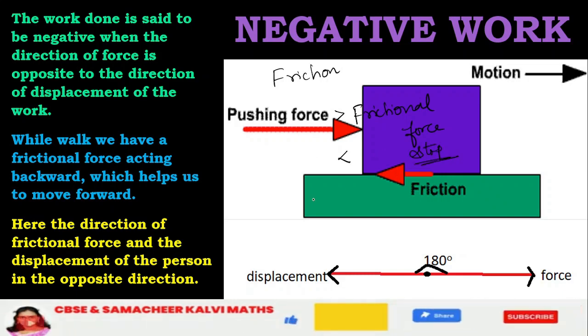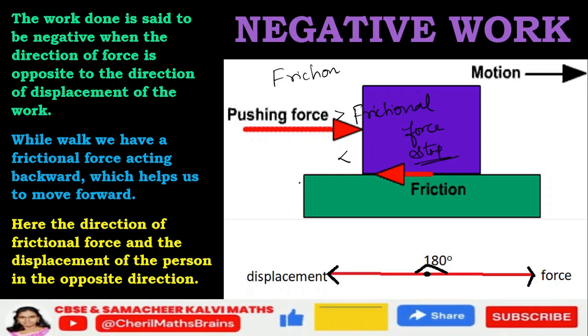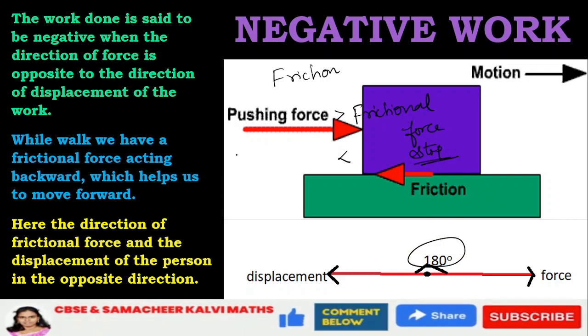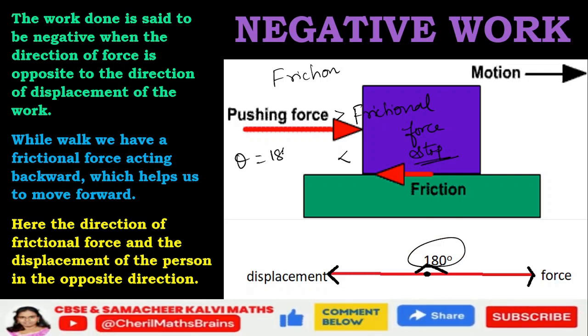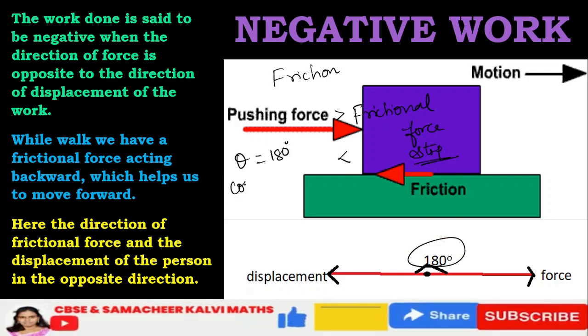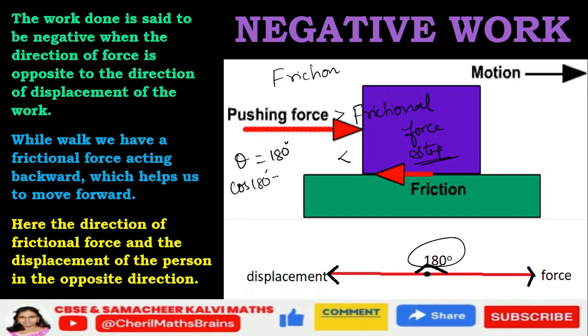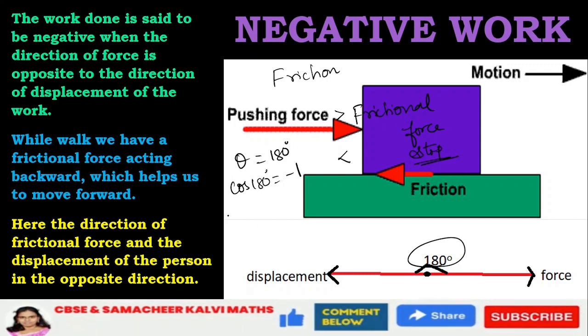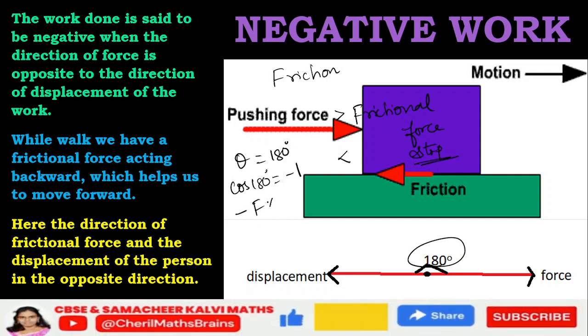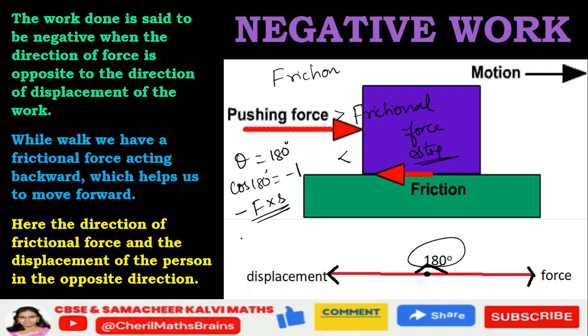In that case, the angle between the force and the displacement is what? 180 degrees. So theta is 180 degrees, and cos 180 is minus 1. Then what will F s cos theta become? It will be minus F into s. That is how you say negative work.